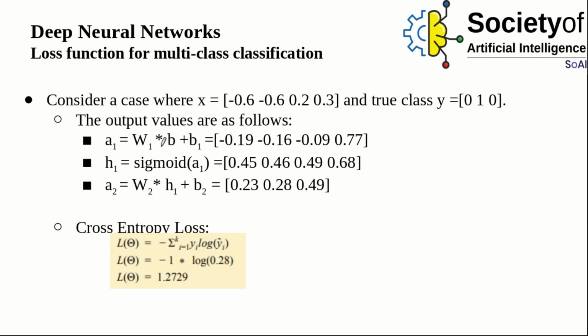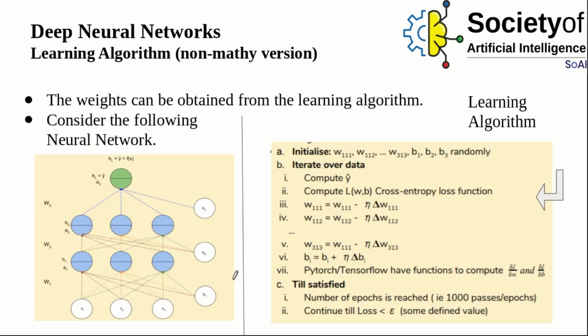The output values are as follows. a1 is w1 times x plus b1, and h1 being sigmoid of a1, and a2 being w2 times h1 plus b2. The cross entropy loss is defined as the summation of i equal to 1 to k of yi log of yi cap, which turns out to be 1.2729 in this particular case.